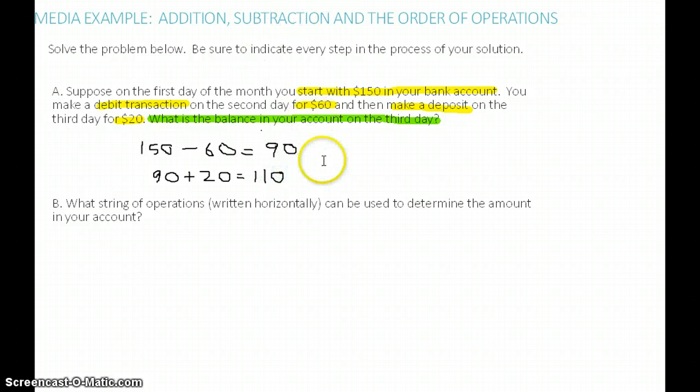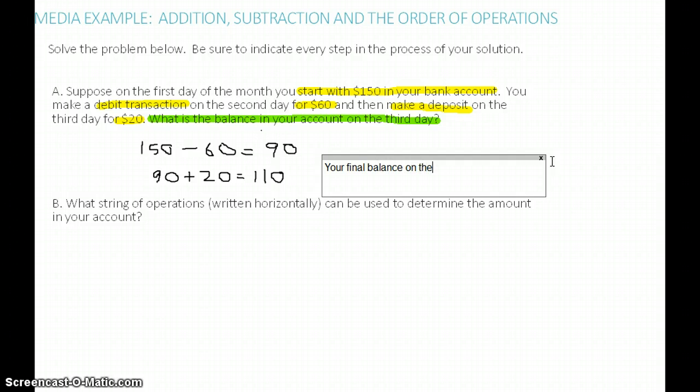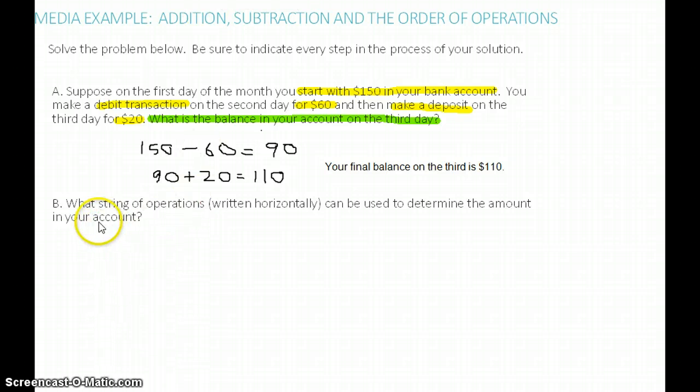So we could write in words that your final balance on the third day is $110. Okay. Now let's look at the second question. What string of operations written horizontally can be used to determine the amount in your account? So what's really important here is that we want a string of operations written horizontally.